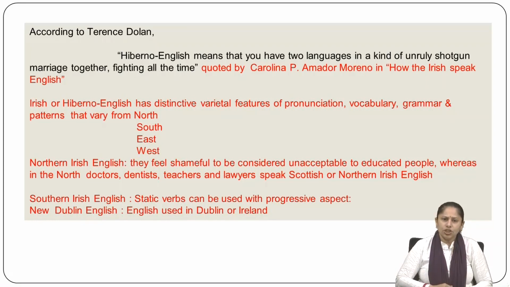Then Southern Irish English, look, has static verbs that can be used with progressive aspect. How is it used? With static verbs. And New Dublin English is English used in Dublin, Ireland. So these are different categories that show how English is affected by different communities of the same land, same region.